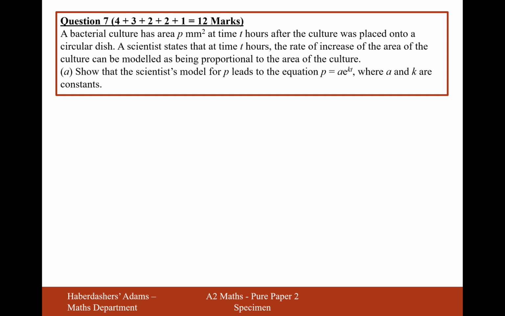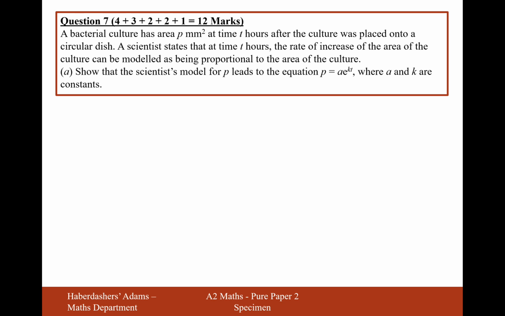A bacteria culture has area P in millimetres squared at time t hours after the culture was placed onto a circular dish. A scientist states that at time t hours the rate of increase of the area of the culture can be modelled by being proportional to the area of the culture. So the rate of increase is proportional to the current area.